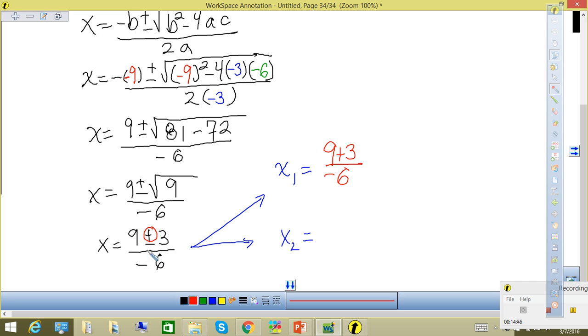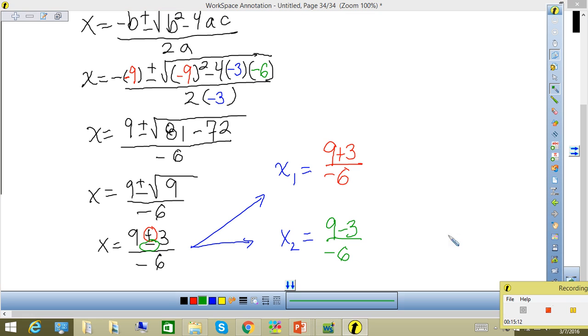The negative. That means for the second one, I'm going to write it as a negative. So this is 9 minus 3 over negative 6. Did you see what happened right there? Okay, copy that, please, and then we'll finish it off. So what does that mean? We need to simplify each one of these.